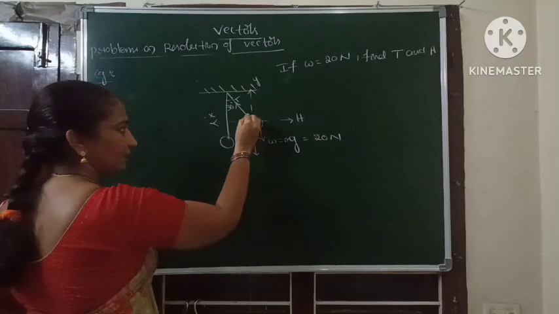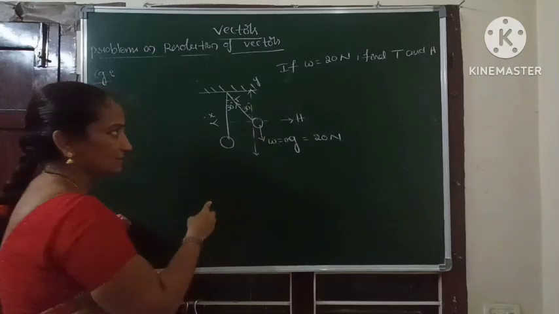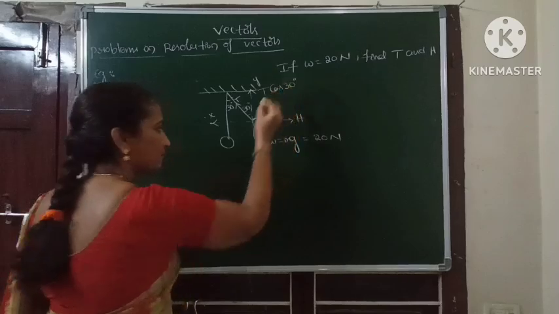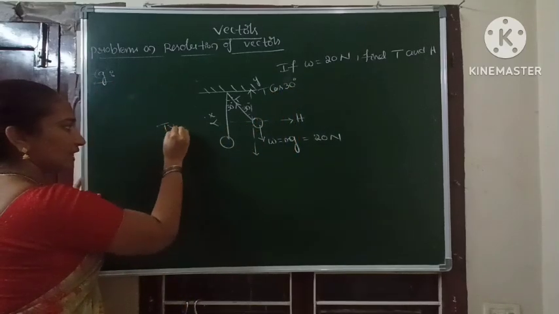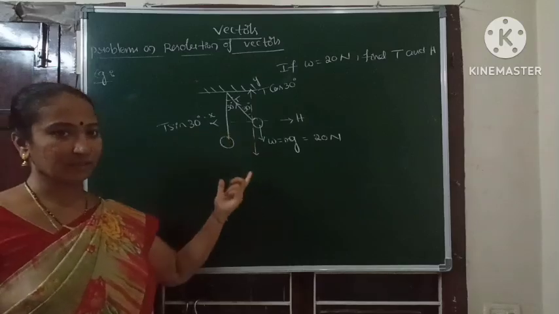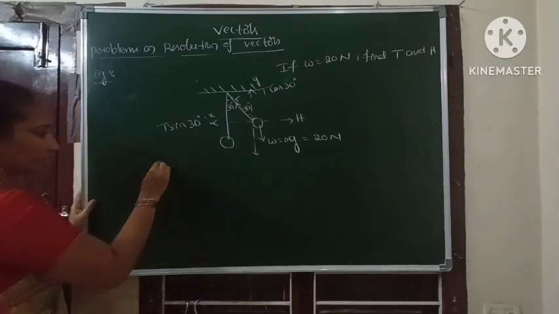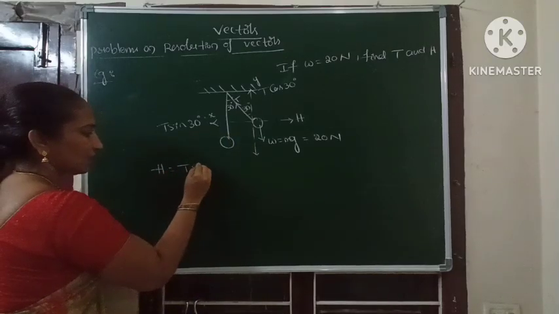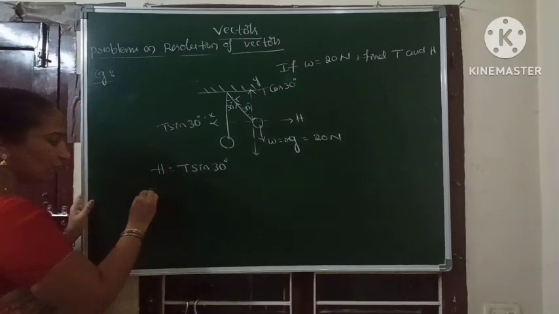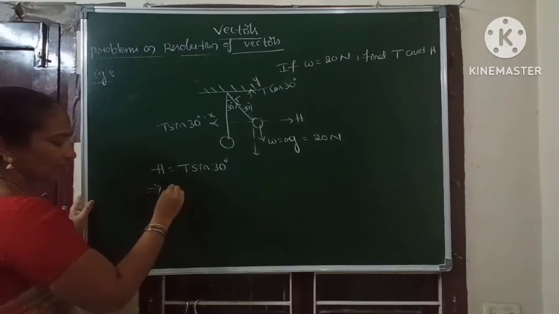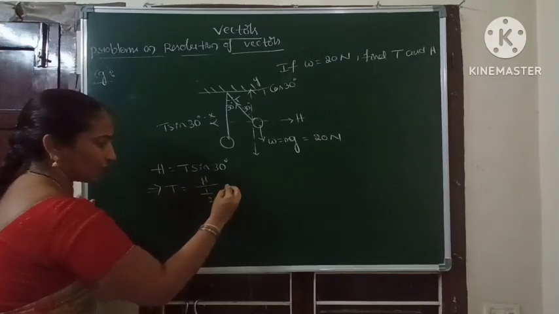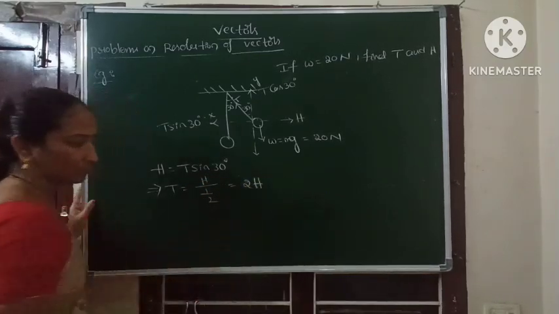Here it is 30 degrees. This angle also becomes 30 degrees. Then this component is t cos 30 degrees, and this side becomes t sin 30 degrees. You know which forces are balanced here. Just now we discussed it. So H is equal to t sin 30 degrees. From this, tension force T is equal to H by sin 30, whose value is 1 by 2, which is equal to 2H.